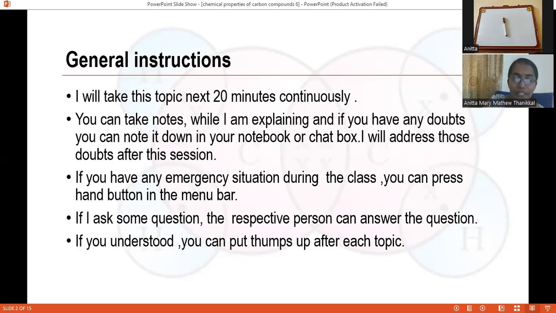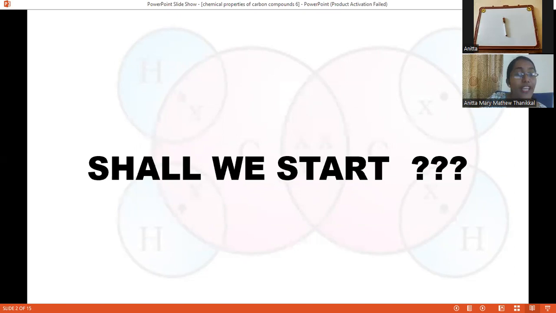If you have any emergency situation during the class, you can press the hand button in the menu bar. If I ask some question, the respective person can answer the question. If you understood, you can put thumbs up after each topic. Shall we start? Please show thumbs up.